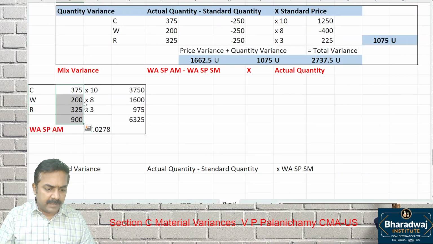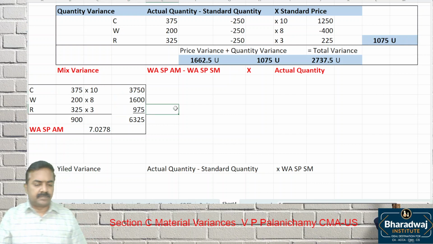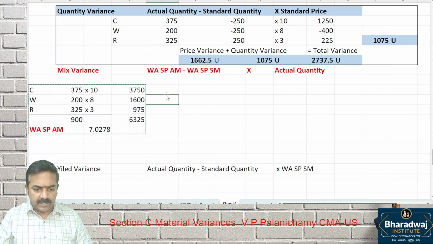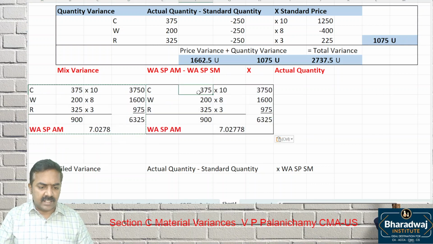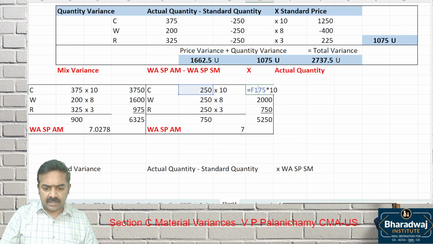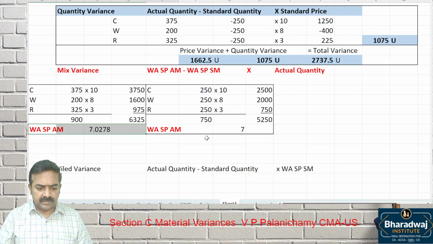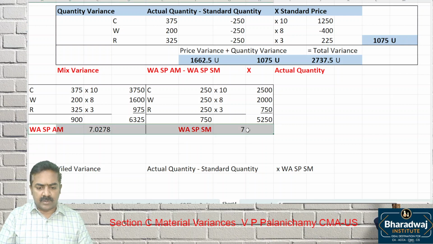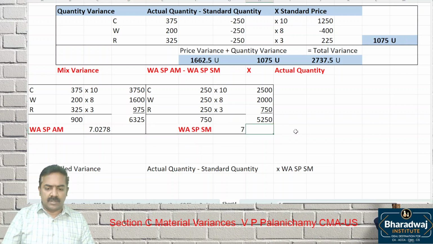So for the actual mix, what is the standard price? Then next we have to work out, for the standard mix, what is the standard price? What is the standard mix? 250, 250, 250. Clear? This is the weighted average standard price of which mix? Standard mix. The difference into the actual quantity.